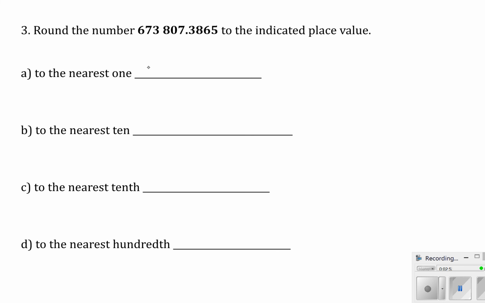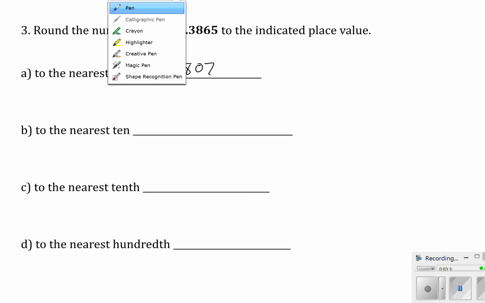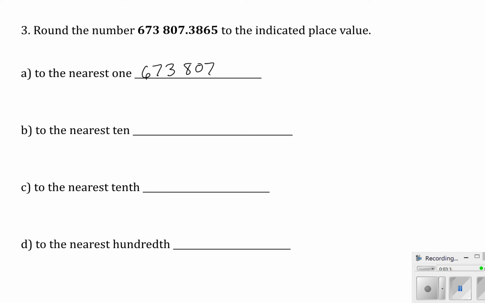673,807. The one thing that some of you were doing on your diagnostics is you wrote the extra decimals. Leave it like that, because as soon as you write decimals out here, it's no longer to the nearest 1. This would actually be to the nearest thousandth. So you don't want to write those decimal points. So you just write as far as it asks you to go. So this one is to the nearest 10, so that means we have to look at the ones place. The 7 means to round up.